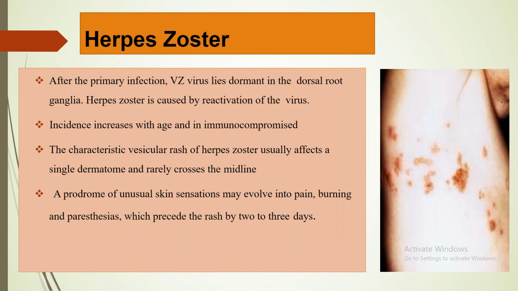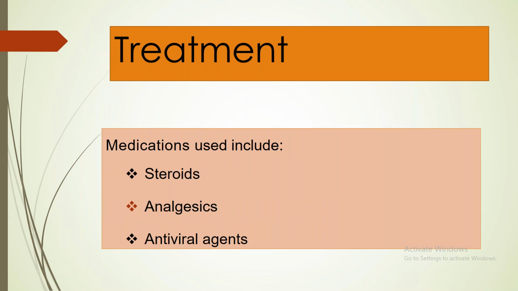Now, herpes zoster is one of the late manifestations of varicella, in which the virus can remain dormant in the dorsal root ganglia. Whenever there is a reactivation of the virus, the important thing is that it involves a single dermatome. There is extensive pain because it involves the nerves, leading to pain, burning sensations, as well as paresthesias. Treatment is mainly analgesics and antiviral agents, but steroids are mostly needed in herpes zoster for decreasing the inflammation as well as the pain.